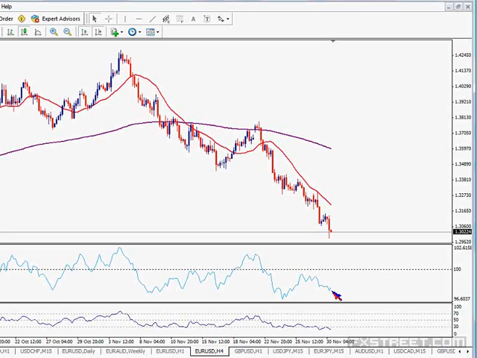Pound can move away from the third and reach levels in between the third and the fourth level. Pound is a different one, okay?